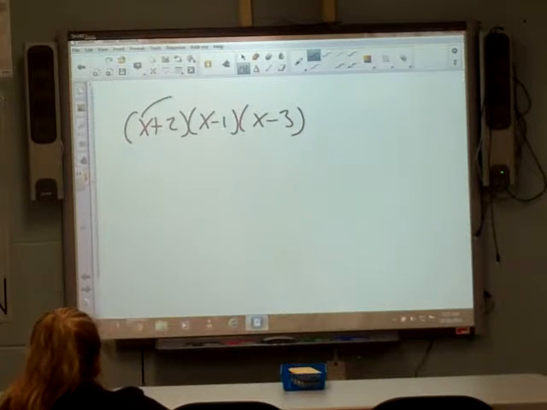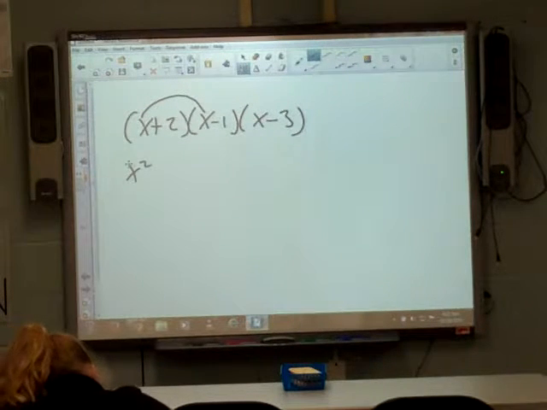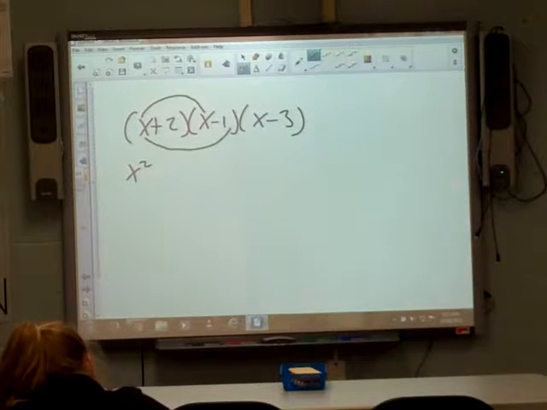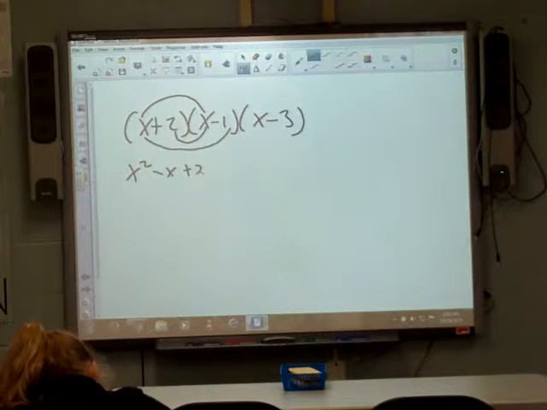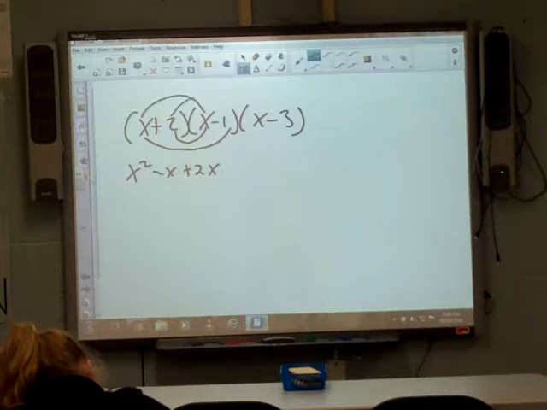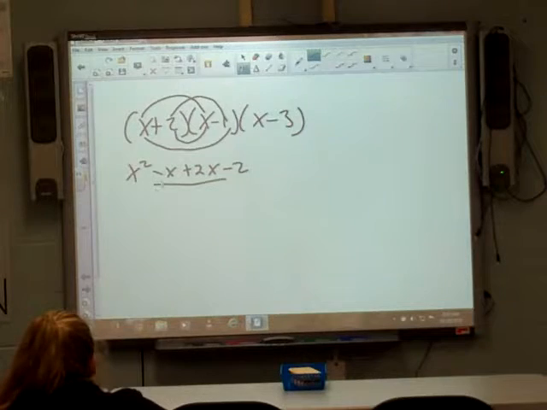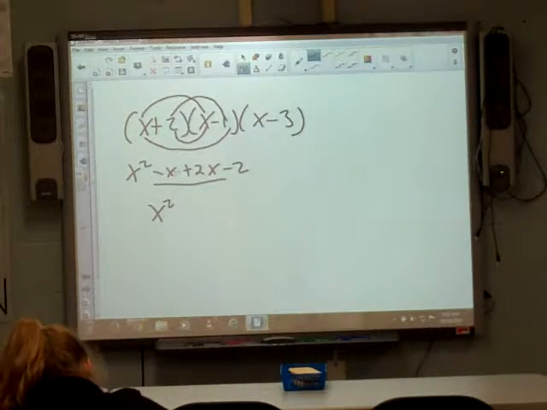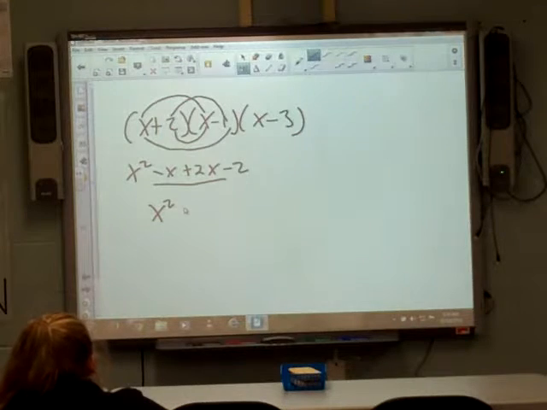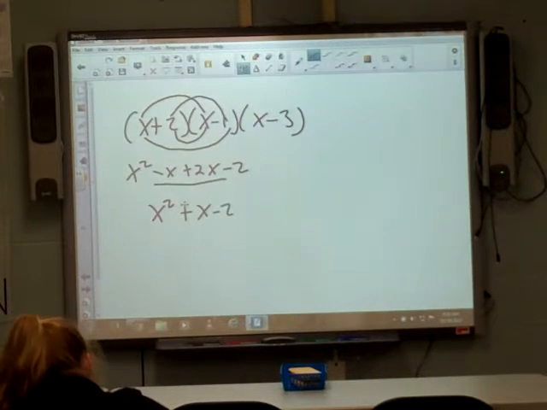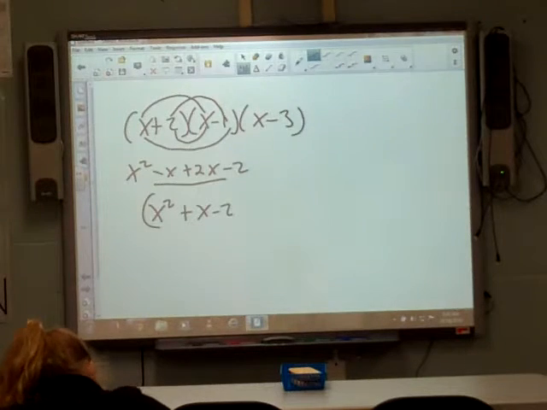But here we go on the first two. First, x times x is x squared. Outer, negative x. Inner, positive 2x. And last, negative 2. Like terms there in the middle. Negative 1 plus 2, negative 1x plus 2x, is 1x. Alright, so we multiplied those two together and we got a trinomial. But there's still a binomial out here on the end.